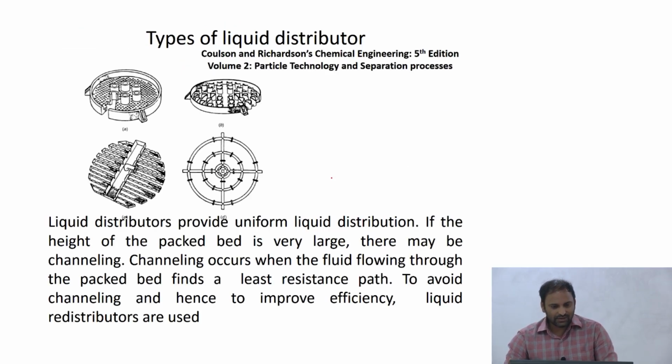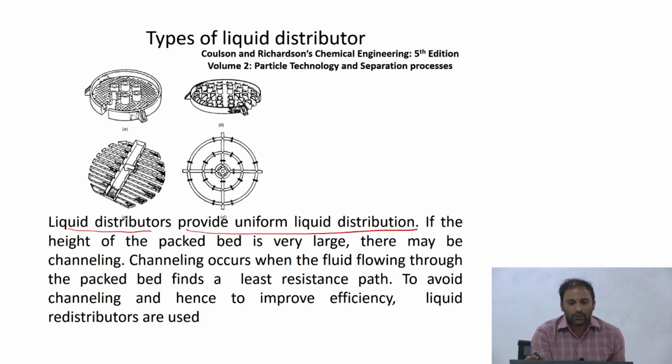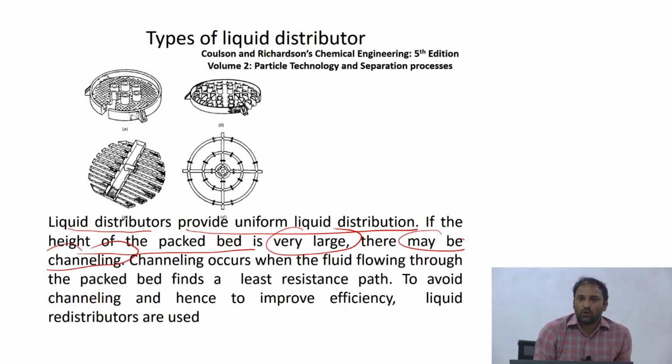So this is a different kind of liquid distributor. As I was mentioning, a liquid distributor provides uniform distribution of liquid. If the height of the packed bed is very large, there may be something called channeling. Channeling is when the liquid starts taking preferential paths, meaning there is a larger flow in one region of the packed bed versus the other region. Channeling can be avoided if you use these redistributors and things like that.